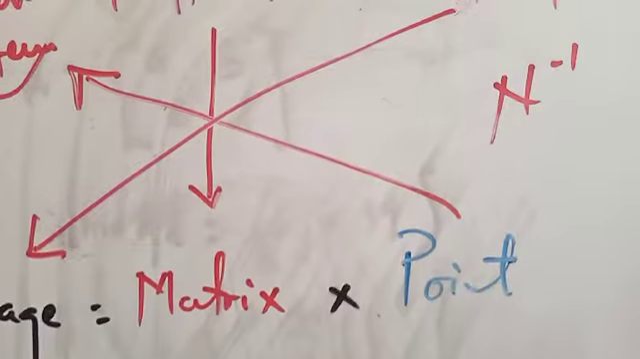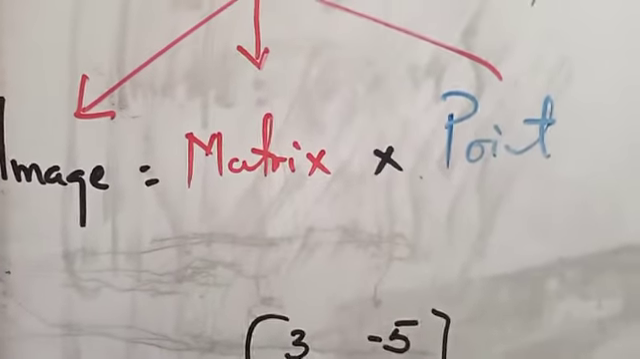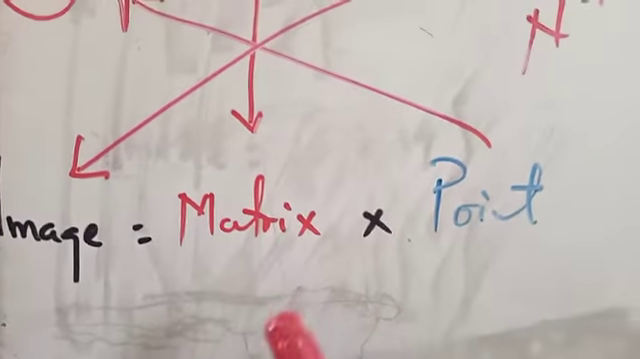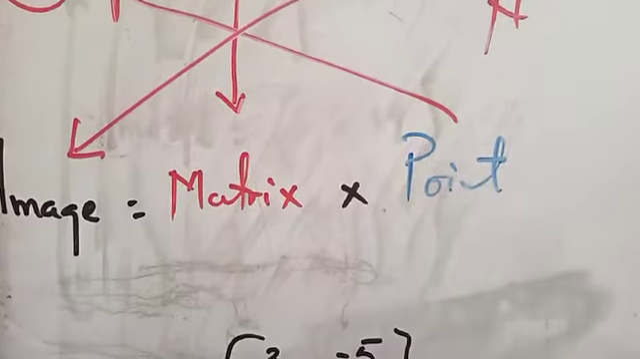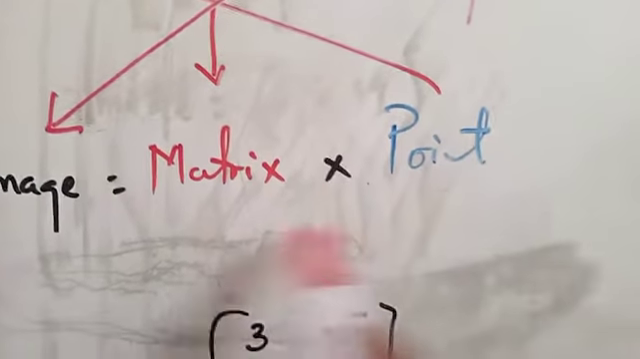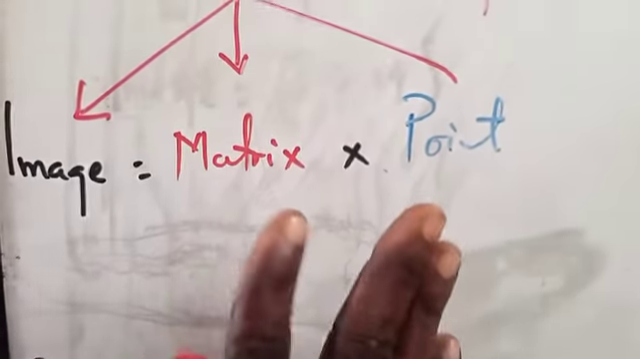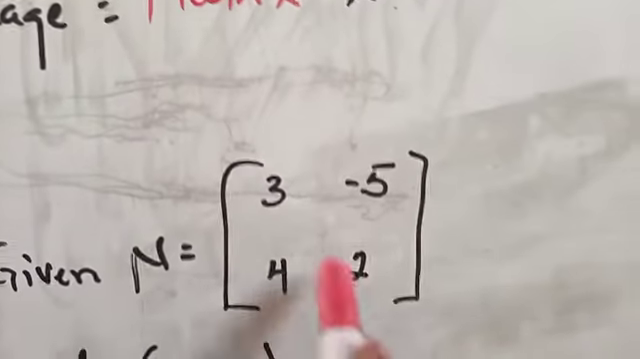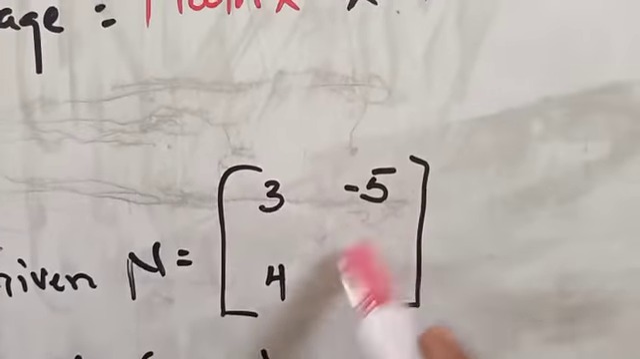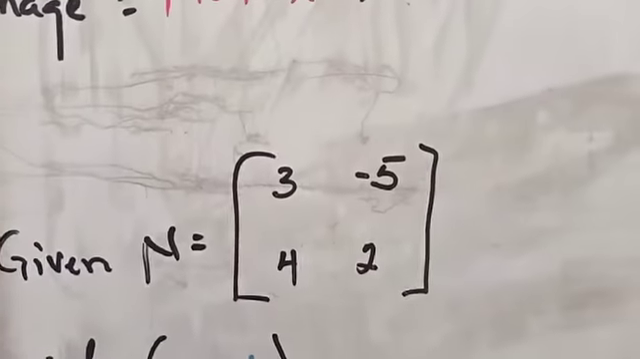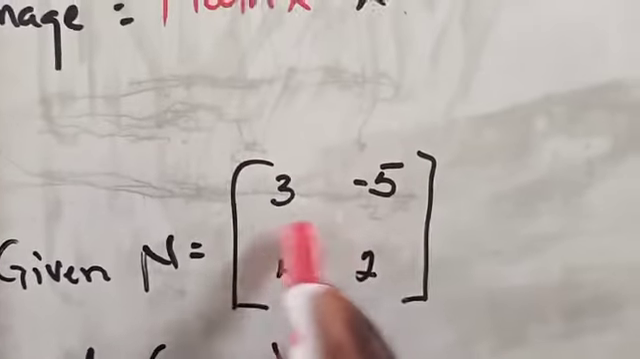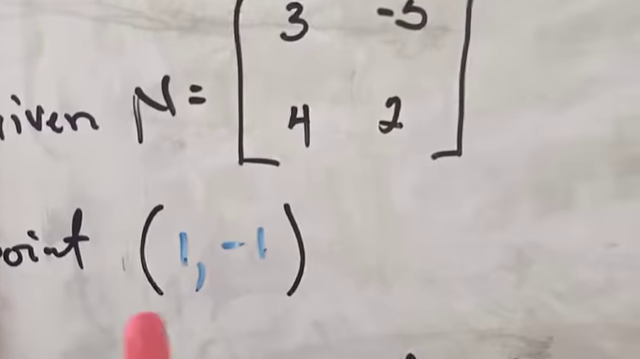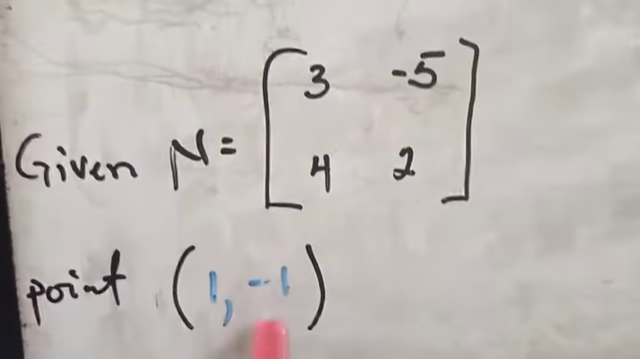Now let's have a look at the question. As I said in the first part, to get an image, you have to have the matrix, the transformer, the heat transformer, or the transformation by a certain vector or matrix, and then multiply by the point to give us the image. We are given that N is equal to this 2 by 2 matrix, 3, negative 5, and then 4, 2, together with the point 1, negative 1. So these are the two things that we are having.